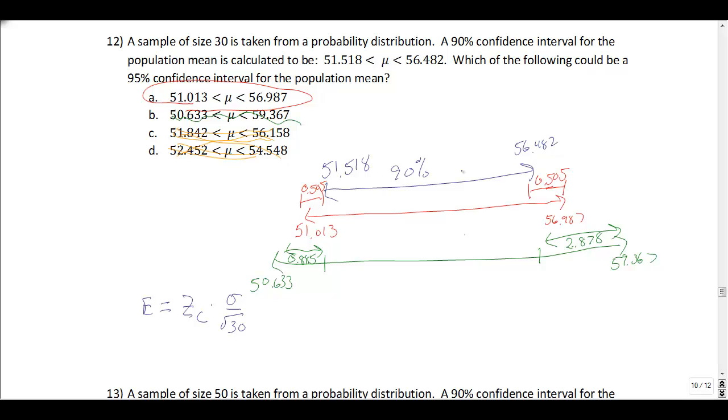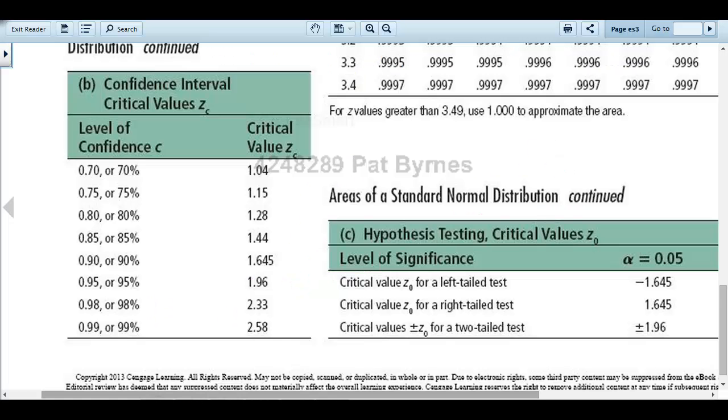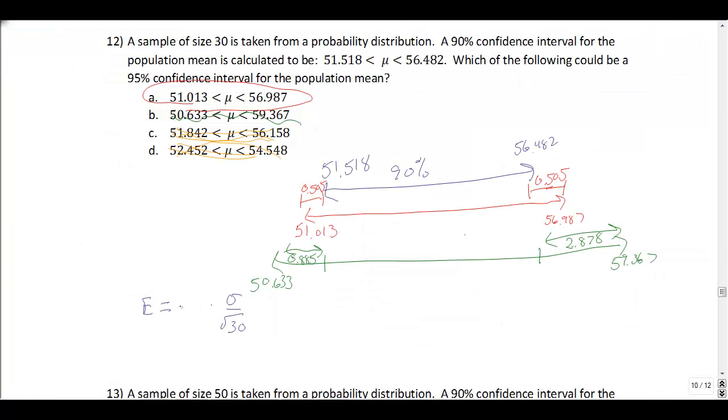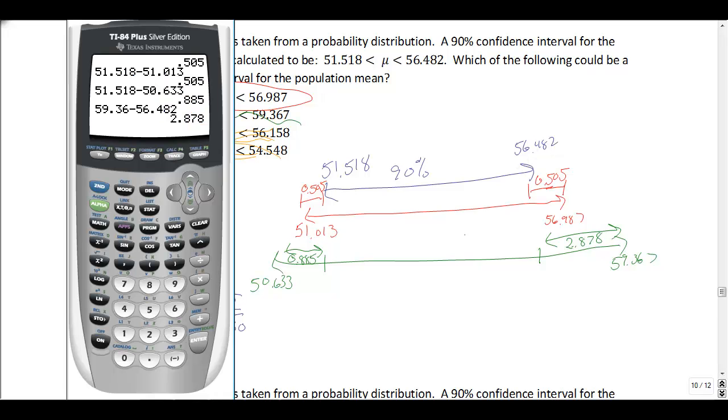So for the blue, Zc is our critical value for 90%, and that's 1.645. Again, we're going to assume that this is normal, maybe it's a T here. The margin of error I can actually figure out. What I can do is take the distance between the two endpoints, 56.482 minus 51.518, and then divide that by 2.